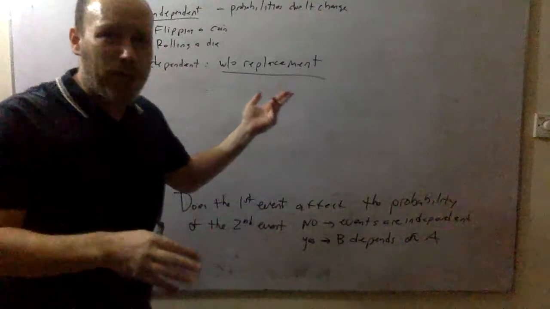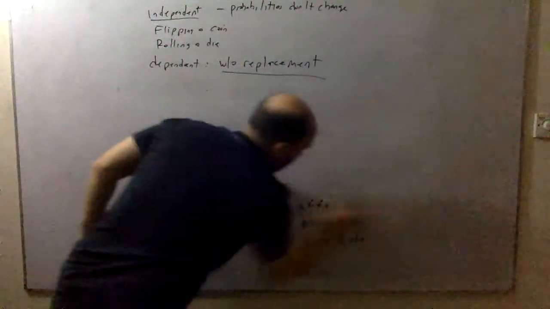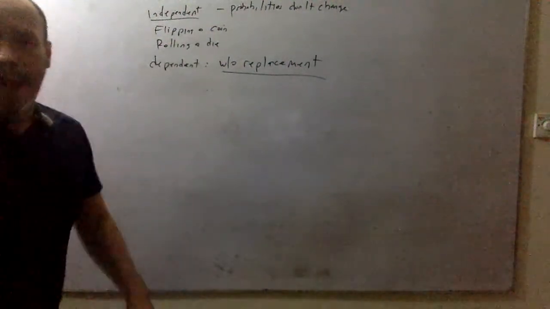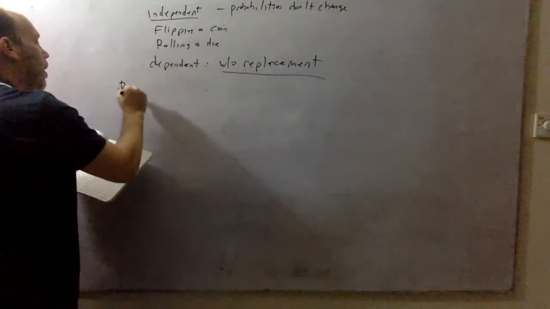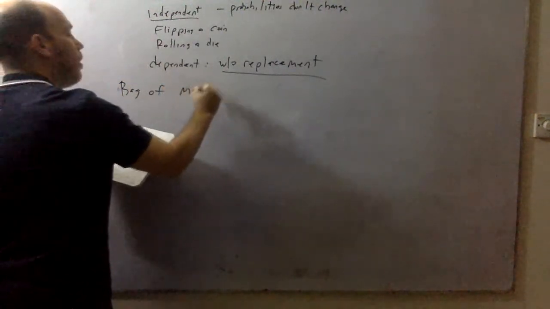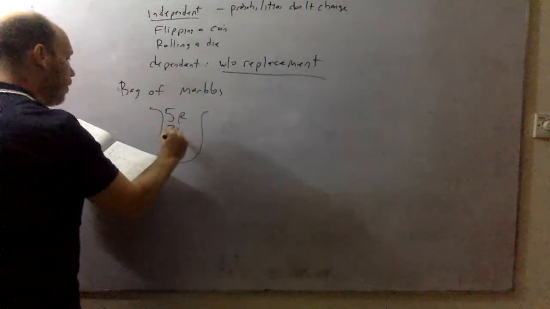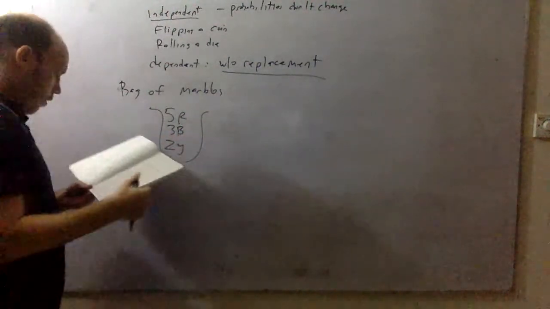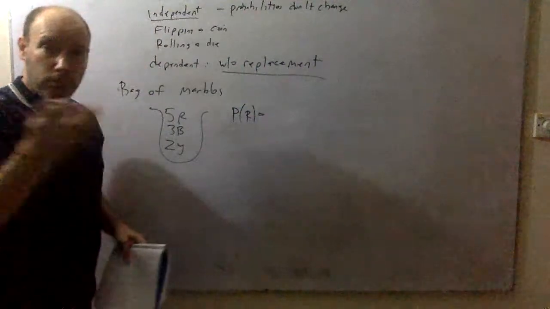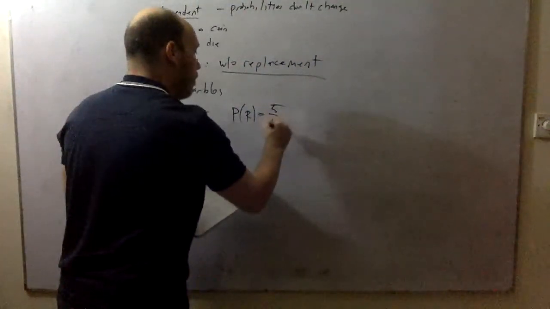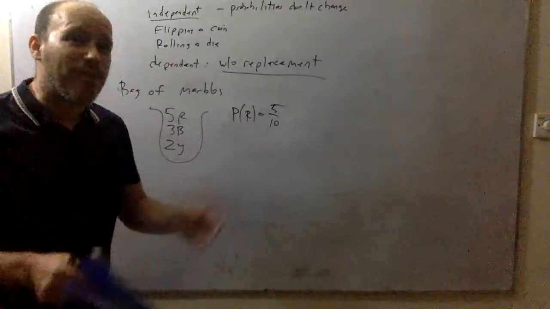Without replacement. So what does that mean? Well, here's the example. Let's imagine that you have a bag of marbles, and in this bag you have 5 red, 3 blue, and 2 yellow. We could do some basic probabilities. What is the probability of red? 5 over 10, because there are 10 marbles in the bag and 5 of them are red.